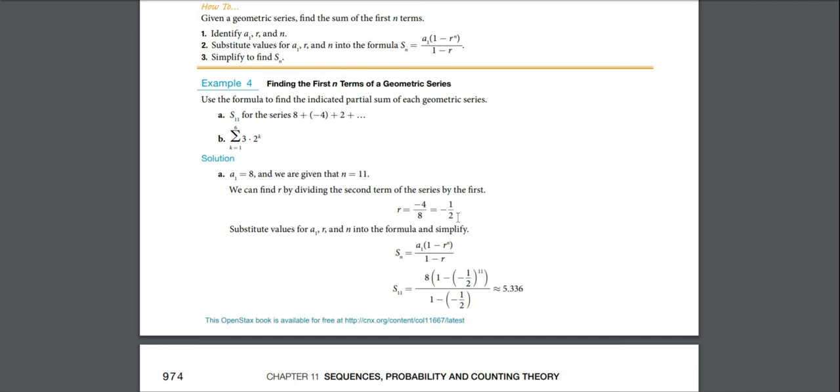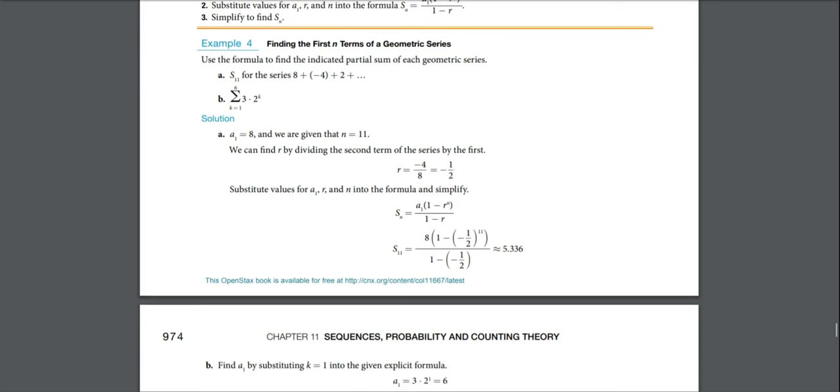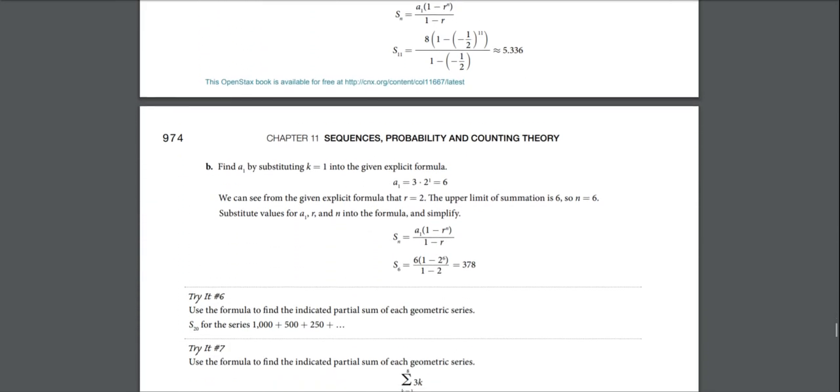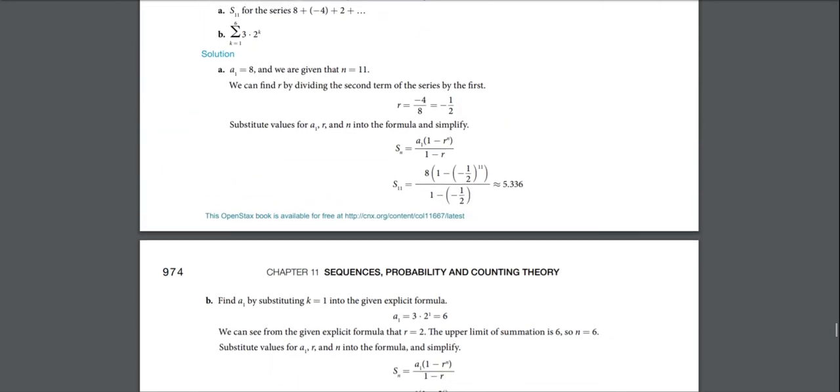And then we can just plug those three pieces of information into our formula. So a1 is 8, r is negative a half, and n is 11. Plug that into a calculator and you get 5.336. So, oh, right, there's a part B.